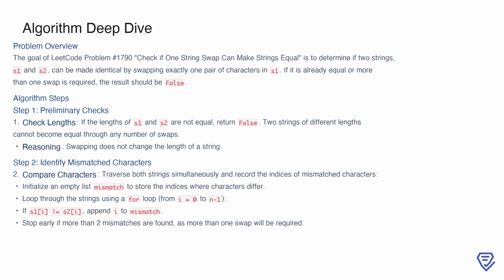To solve this, we start with a couple of straightforward checks. First, we verify that the lengths of S1 and S2 are the same. This is essential because swapping does not affect the length of a string, so any length mismatch makes equality impossible.